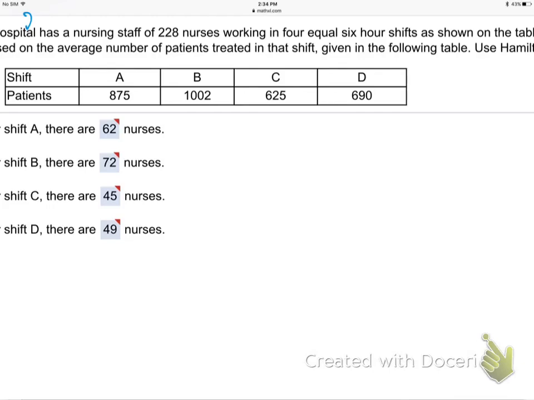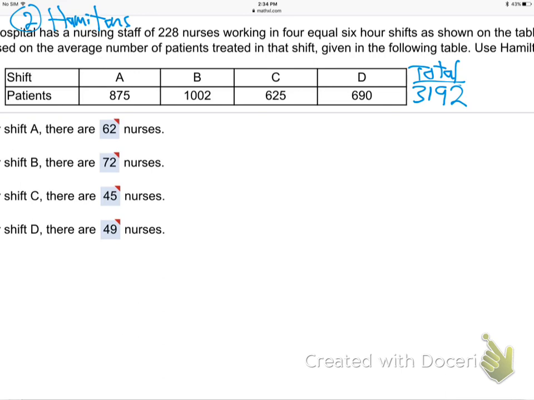So there we go. Number 2, Hamilton's. Okay. So one thing they're not giving you that you need is the total out here, right? We need that total. So let's add that up and get that total. 875, 1,002, 625, 690. 3192 is what I'm getting. 3192. Okay, so take it from there.